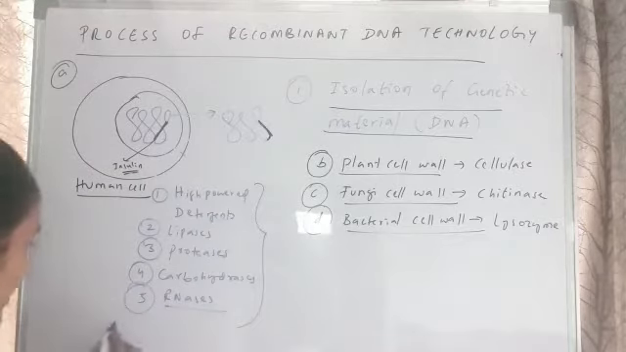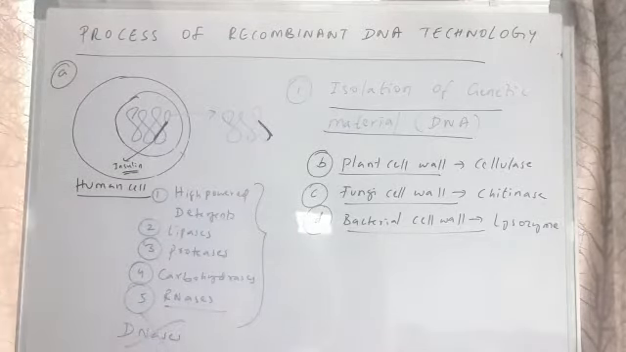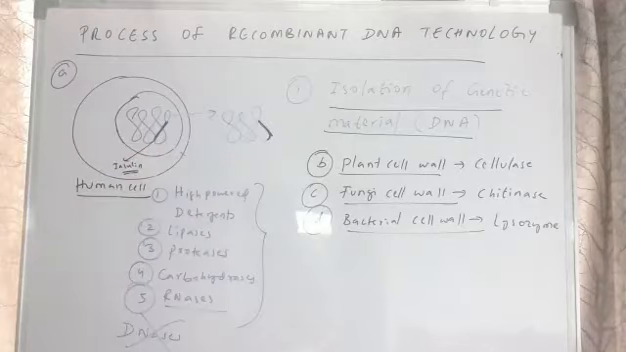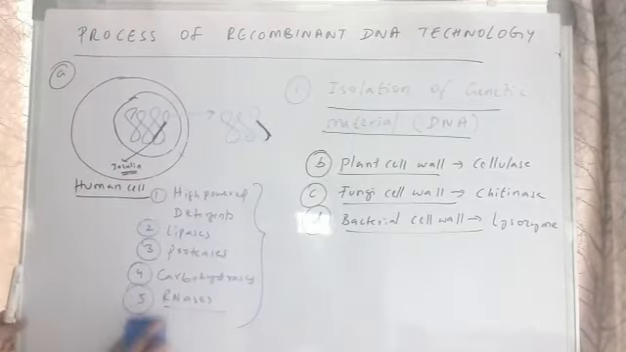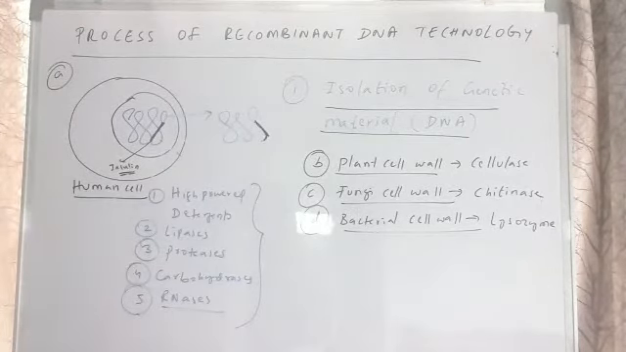But we are not adding DNases. DNases should not be added. Why? Because if we add DNases, the DNA will be completely broken. So that is why we should not add DNases. This is the mechanism which we are going to follow.